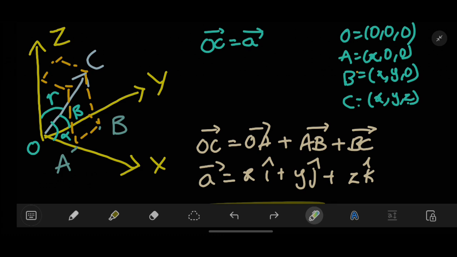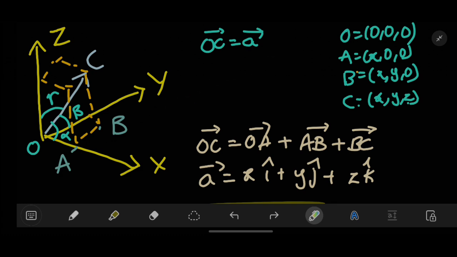Now B is here in the xy plane. In the xy plane it is present. So B is x, y, 0. That is, the z coordinate of B is 0. Z coordinate is 0. Clear?